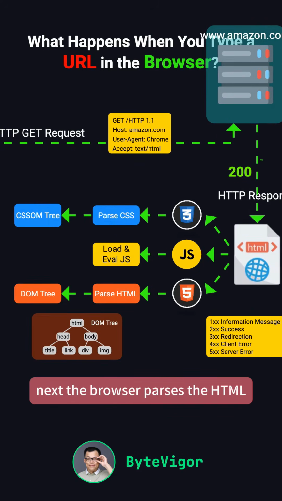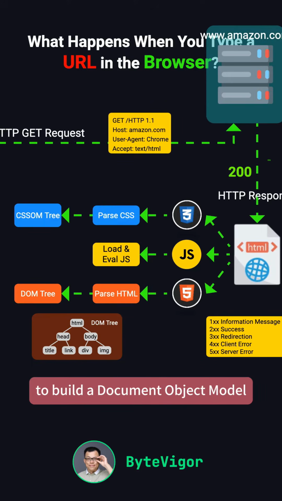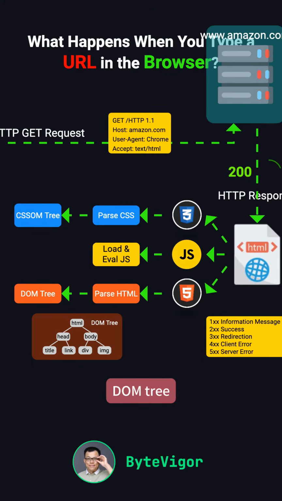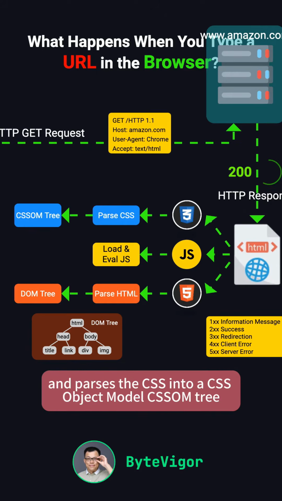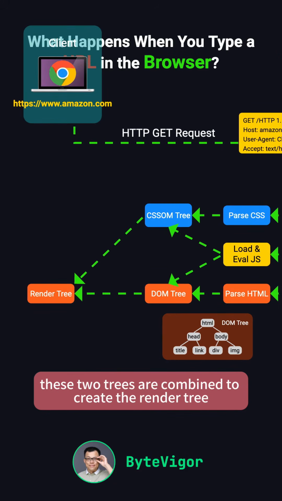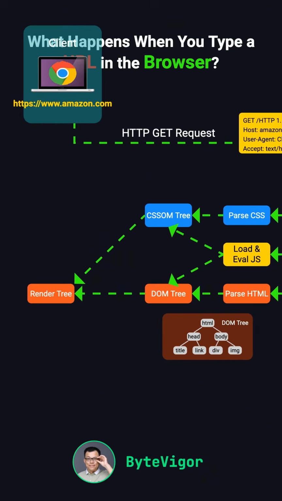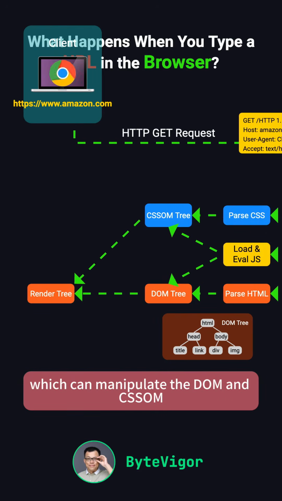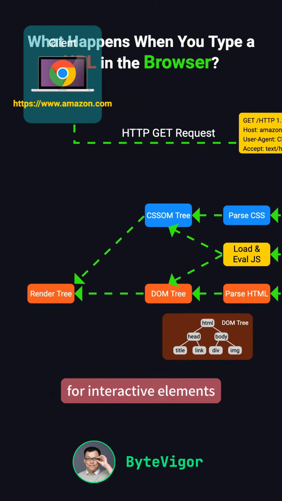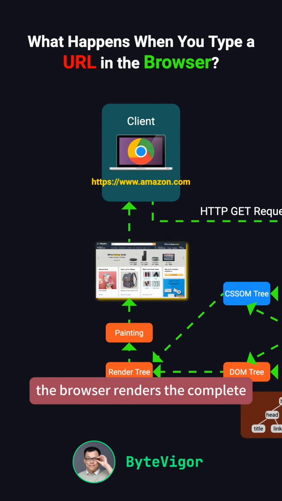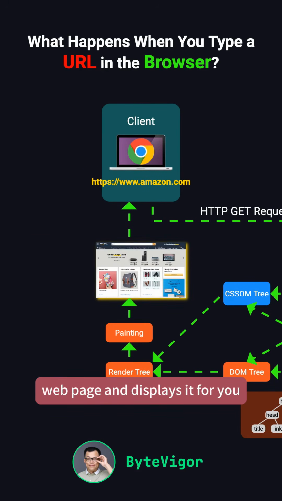Next, the browser parses the HTML to build a document object model, DOM tree, and parses the CSS into a CSS object model, CSSOM tree. These two trees are combined to create the render tree. With the help of JavaScript, which can manipulate the DOM and CSSOM for interactive elements, the browser renders the complete web page and displays it for you.